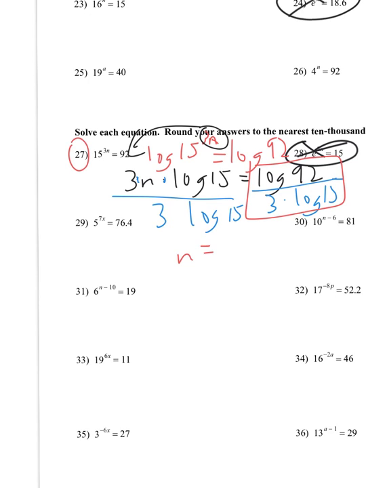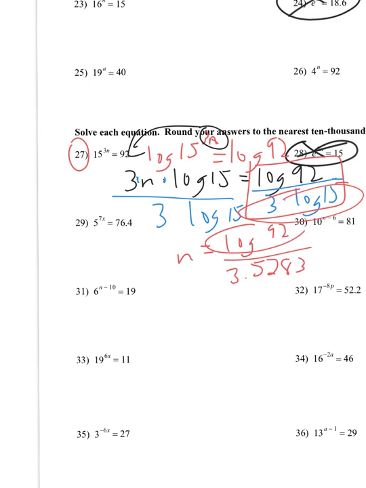So n is going to equal the log of 92, and let's just do the bottom on your calculator right now, which is 3 times the log of 15. So you go 3 times the log of 15, and let's go to 4 decimal places with that, so it should be 3.5283. So if you do that on the calculator, that's what you should get.